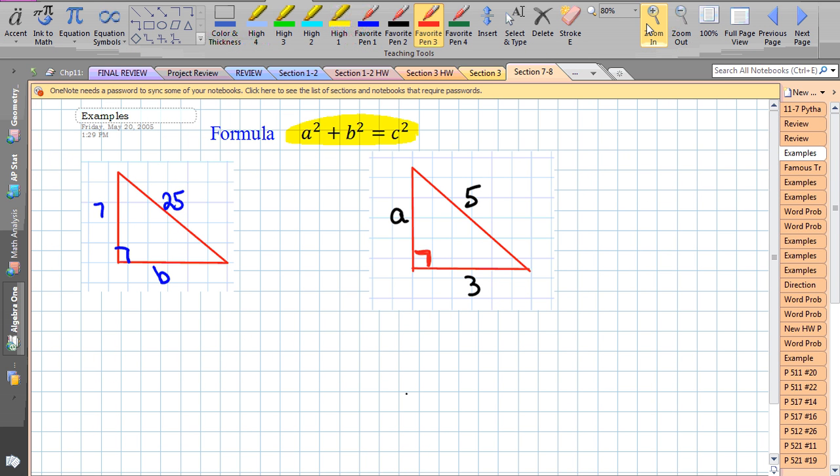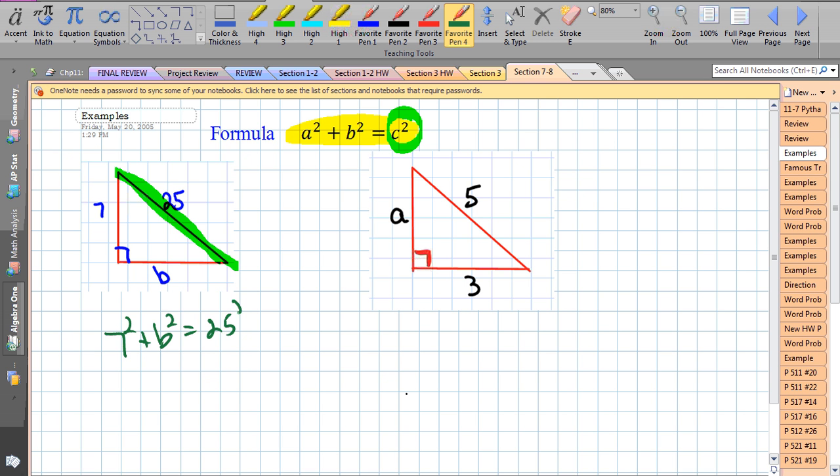Here are the first two, and we have a right triangle, so therefore we can use Pythagoras. Please try to recognize that this is the number that goes by itself, and that's always going to be the hypotenuse. So when I set up this equation, I'm going to go 7 squared plus b squared equals 25 squared. Well, 49 plus b squared, whoops, let me write that again. b squared equals 625. I'll bring the 49 to the other side, and that is 576.